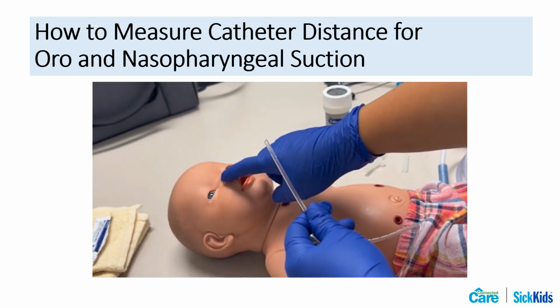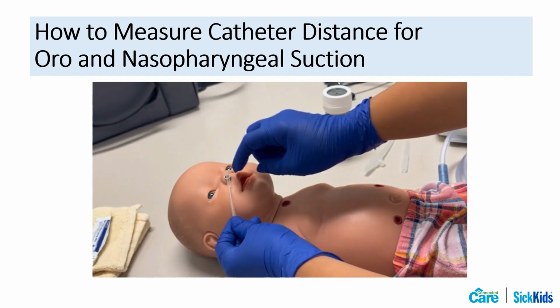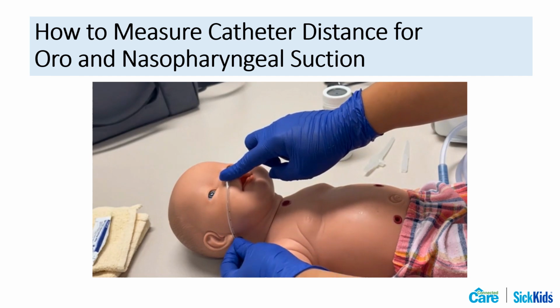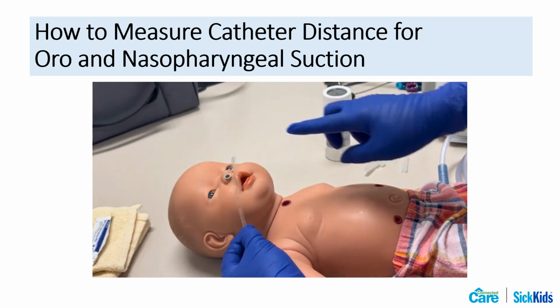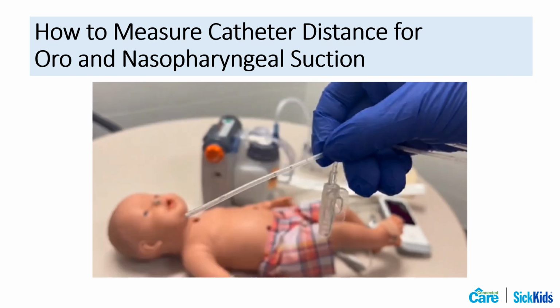To measure the depth in which you need to suction for nasal pharyngeal suctioning, take the tip of your suction catheter and start from the corner of the nostril, then measure its length to the bottom of the adjacent earlobe. In this case, it's 8 centimeters.